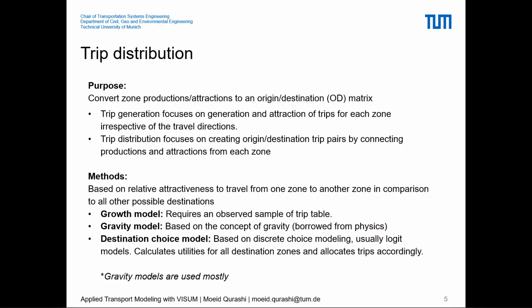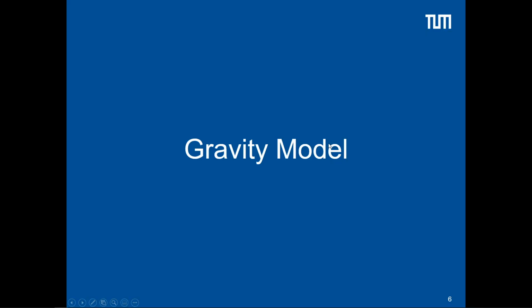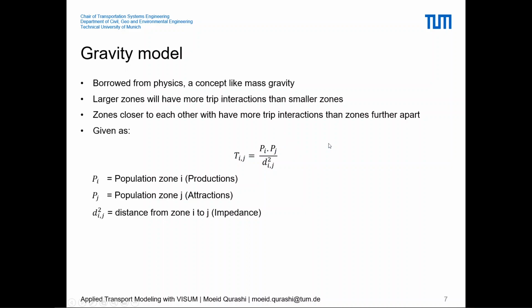Normally, as mentioned here in the note, gravity models are the ones that are mostly used. Let's see what a gravity model basically is. A gravity model, as I told, comes from physics, with a concept like mass gravity. Larger zones will have more trip attractions than smaller ones. Zones that are closer to each other will have more trip attraction than zones that are further apart. So distance is inversely proportional, and the mass or the population of the zone is directly proportional.